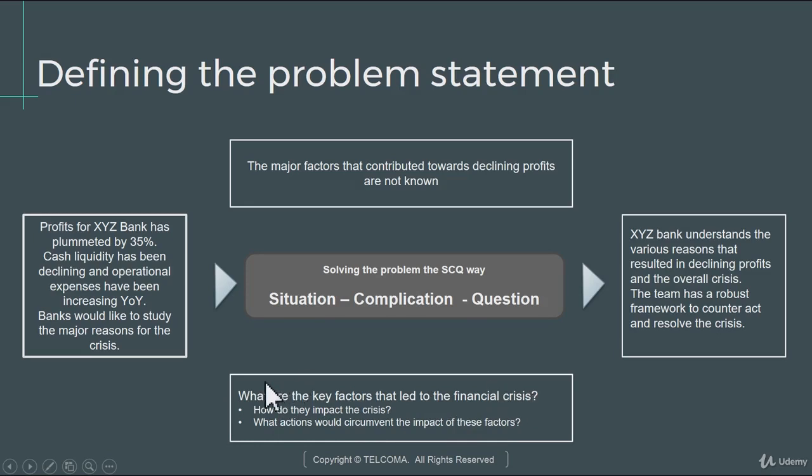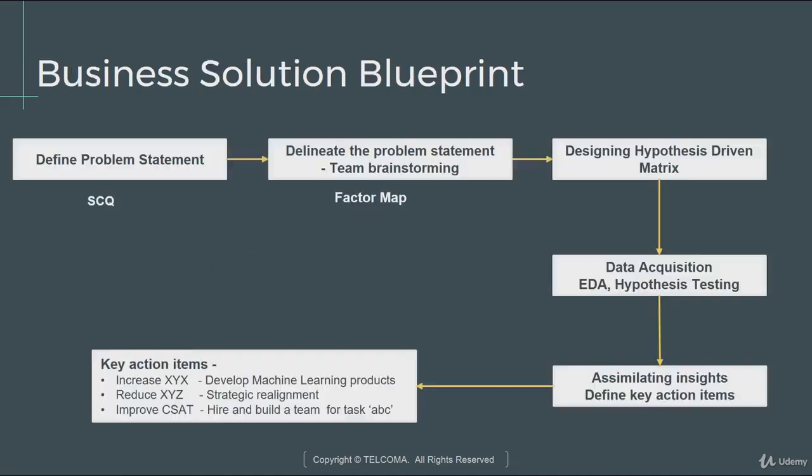So in the factor map, we start identifying what are the key factors that led to the financial crisis. Now, there could be an endless list of factors that could possibly be associated or not associated. But when you move ahead with this approach, you have to be first data agnostic. You don't really have to make any assumptions about the data, even whether you will have the data, that's a different thing. So let's look at a basic factor map and a hypothesis matrix.